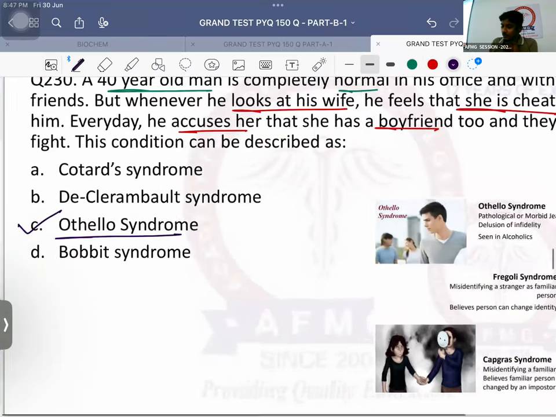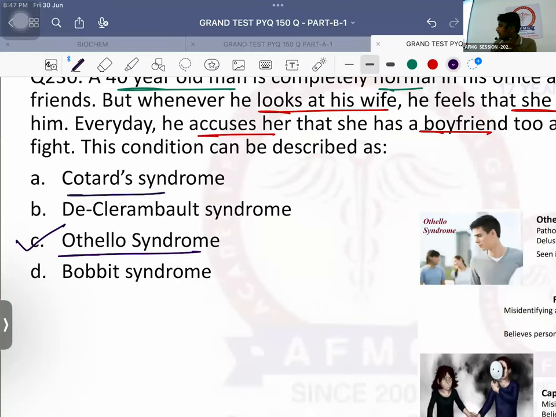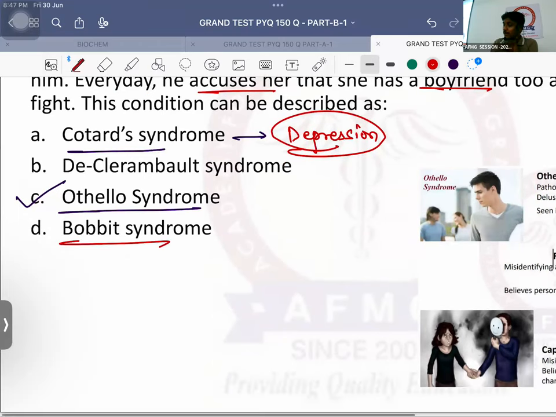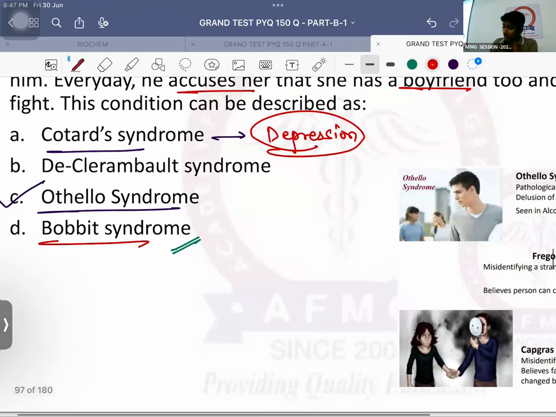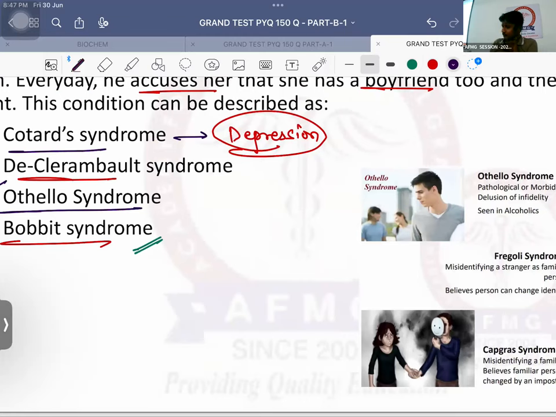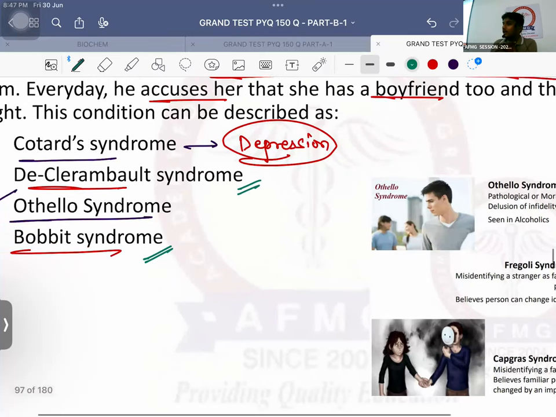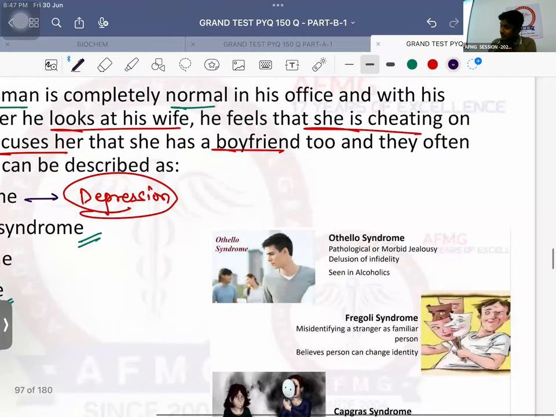No issues with this. Important is, what is Cotard syndrome? It is delusion of negation, also known as nihilistic delusions. It is a classical feature of depression. Bobbitt syndrome is when the male genitalia is cut out to achieve sexual gratification. That is known as Bobbitt syndrome. De Clerambault syndrome is, yes, delusion of love, also known as erotomania. Okay, Katrina Kaif loves me. If you feel like this, then definitely you are suffering from De Clerambault syndrome. No issues with this, anybody?